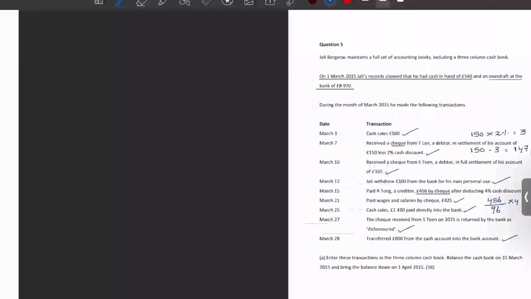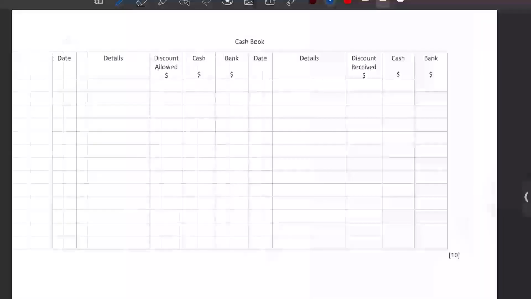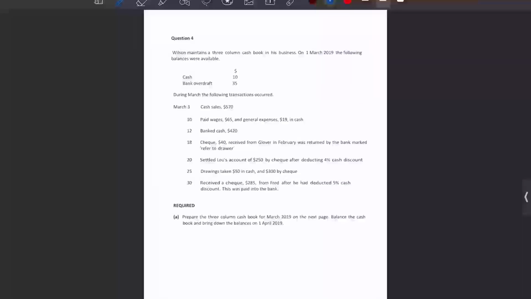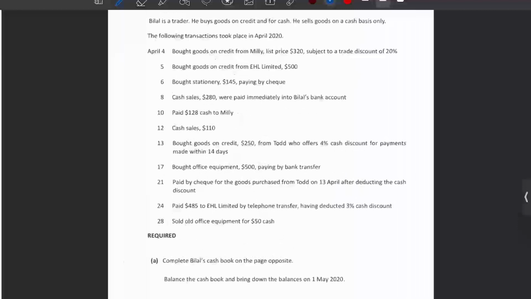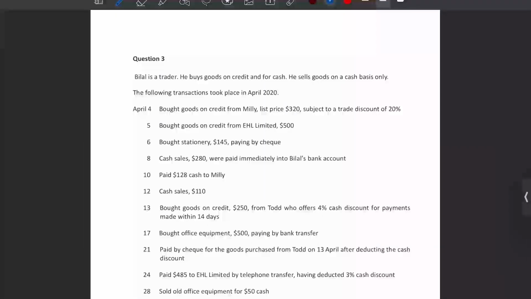Right. The next question which I am going to do. Not question number 4. Can you take question number 3? Question number 3. Right, ready? Let's start.